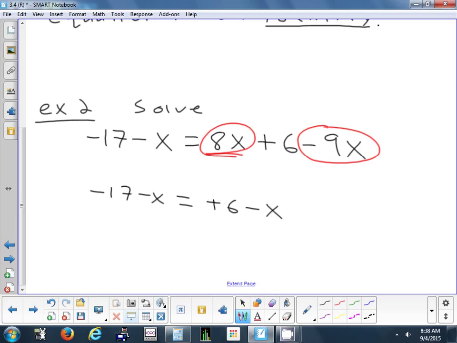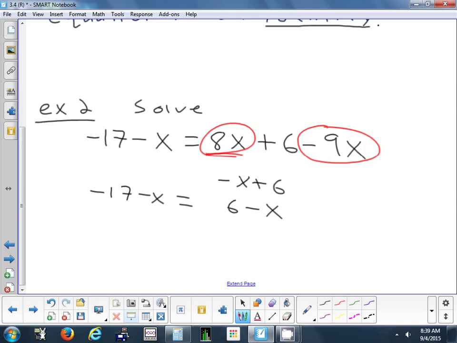So I've got my negative x. I don't need the plus. Negative x and a positive 6. Did anybody write it like this? Same thing. Yeah, it's the same thing. You could do it either way. Doesn't matter.